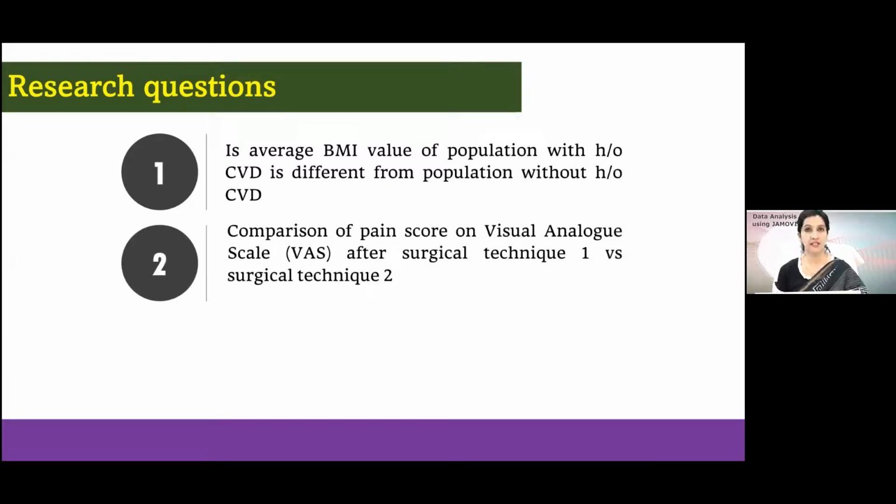The second research question could be the comparison of pain score on the visual analog scale after surgical technique 1 versus surgical technique 2. So again, the continuous variable here is the pain score. Pain score is a continuous variable, and we are assessing this continuous variable across two types of surgical technique. The first is surgical technique 1, and the second is surgical technique 2.